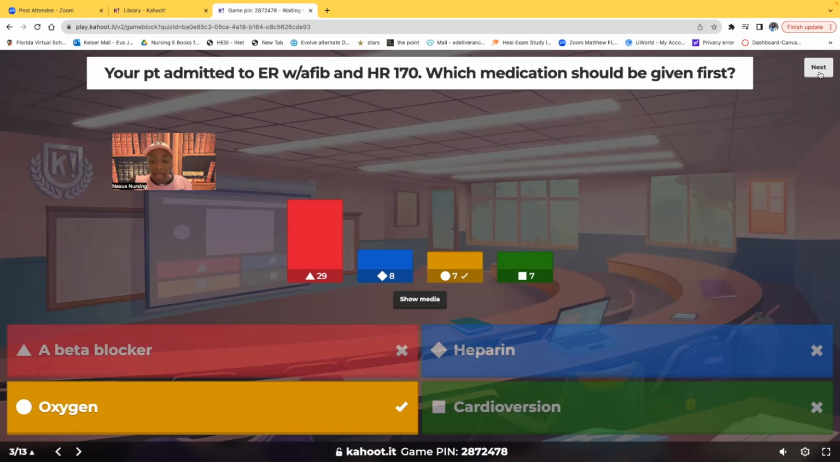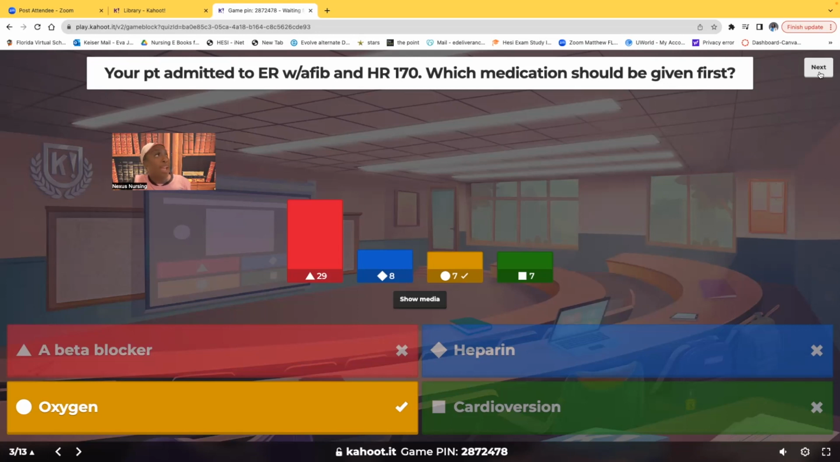They may get heparin. Cardioversion, let me tell you something about cardioversion. Timing is very important because it says your patient has been admitted, so it doesn't tell us how long this patient's been in AFib. We don't know if they've been in AFib for less than 48 hours or more than 48 hours. That makes a big difference, because if that patient's been in AFib for more than 48 hours and we mess around and give cardioversion, guess what? That's enough to dislodge a clot and send it directly to the patient's brain. So timing is very important when it comes to cardioversion.